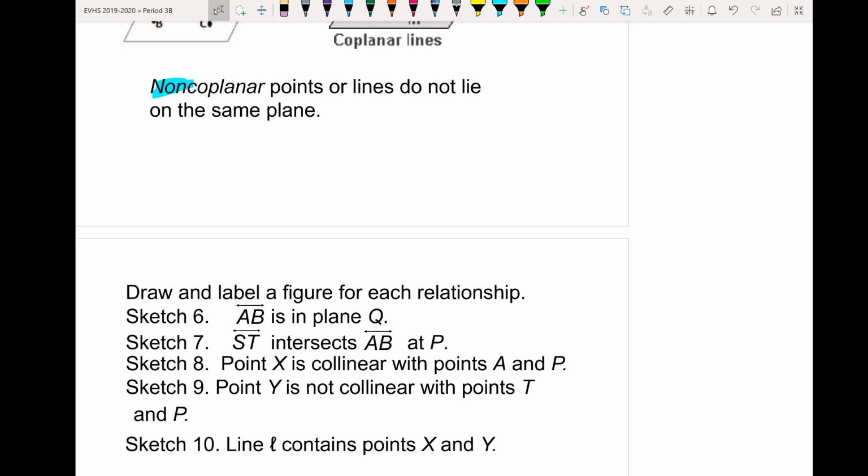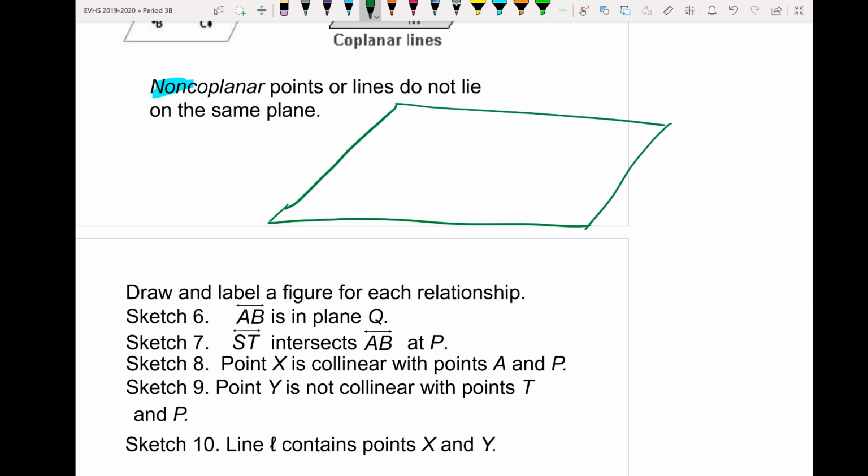So sketch 6, line AB is in plane Q. Which one of those is the larger object? Plane Q. So I'm going to draw a plane, and when you're drawing a plane, you make a parallelogram, and then that's a horrible Q.